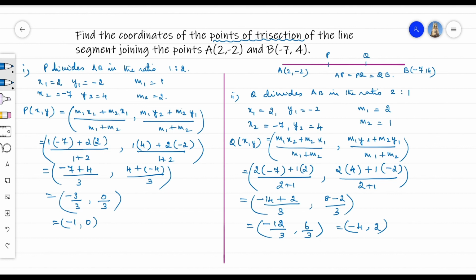So we found the coordinates of Q also, and hence let us make a small statement. The coordinates of P(x, y) is (minus 1, 0), and the coordinates of Q(x, y) is (minus 4, 2), and hence (minus 1, 0) and (minus 4, 2) are the points of trisection.